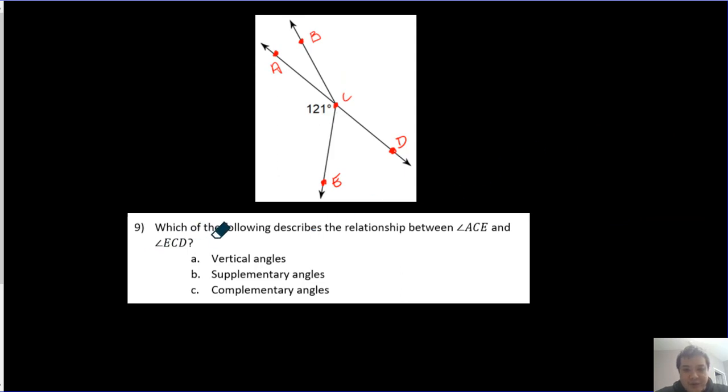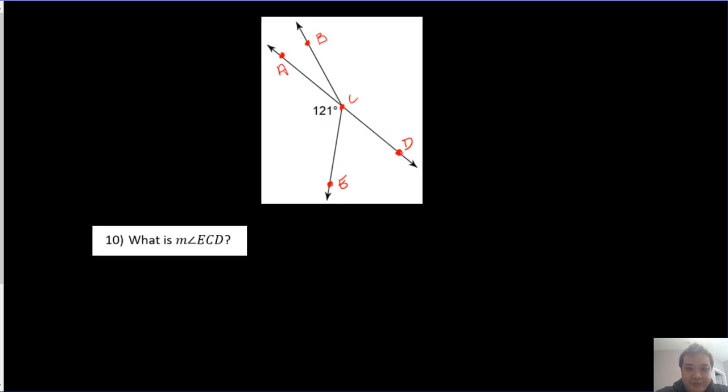Here, it says, which of the following describes the relationship between ACE and ECD? What you should have found is that the relationship is going to be supplementary because they form a straight line. Those two angles, ACE is this one, ECD is this one, and they make 180 degrees.